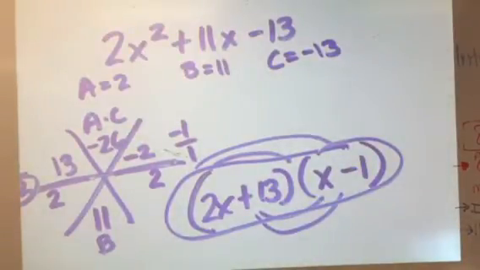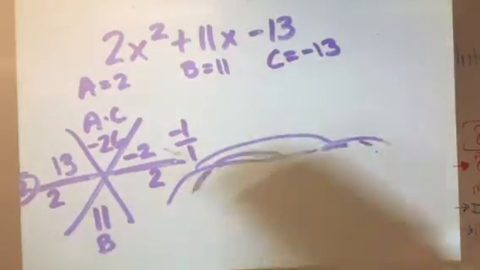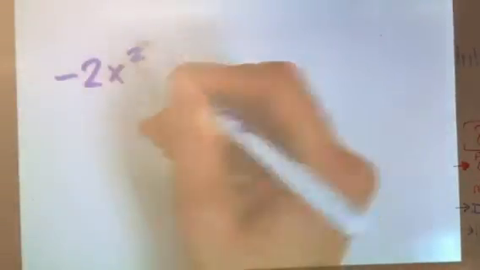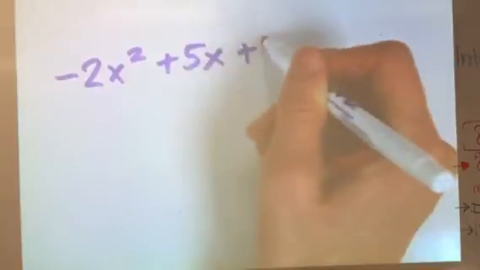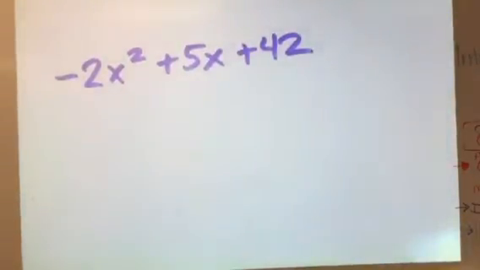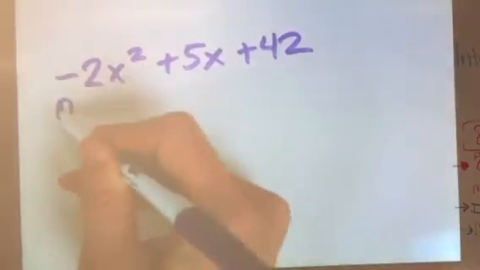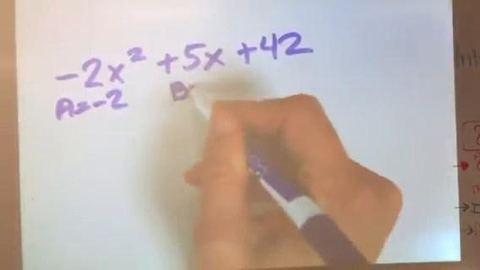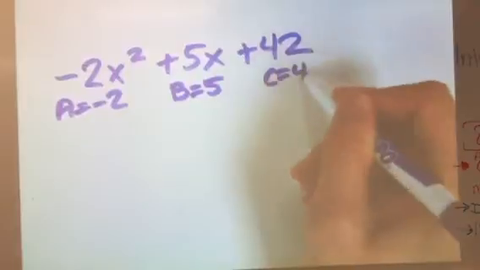One more example. I'm going to do an example of a problem that has a negative leading coefficient: negative 2x squared plus 5x plus 42. You have two options here. You could factor out a negative 1 so that when you're factoring, you have a leading coefficient that's positive. Or we'll talk about how we would use our same strategy and still use an a value of negative 2. Let's look at that. B equals 5, C equals 42.